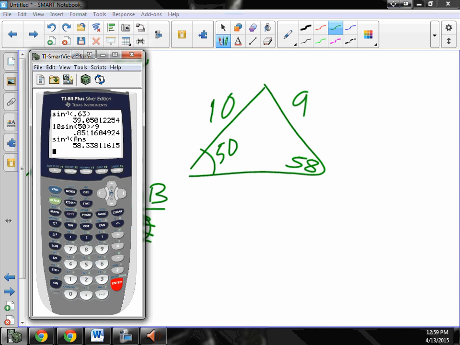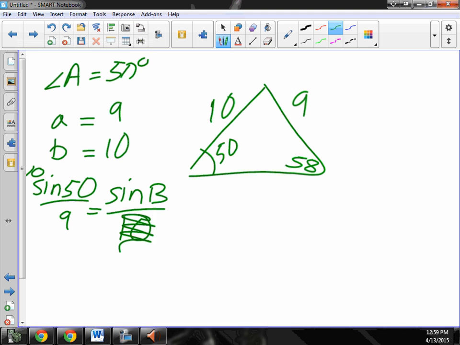Is there a second triangle? Yes, because the new angle is bigger than the old angle, and the reason that matters is when I swing this over, this angle matches this angle, 58. And if that angle's 58, and this creates a straight line, this angle is 180 minus 58, which is 122.